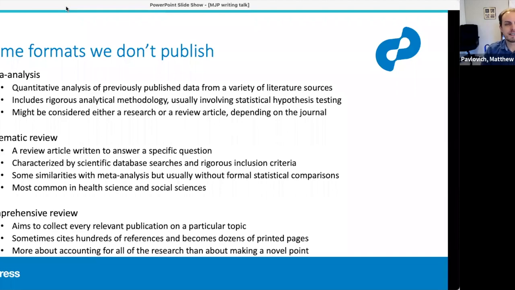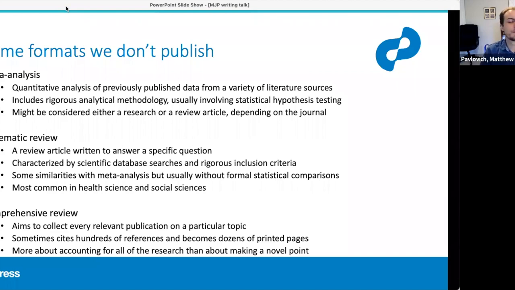Different journals might consider this either a research or a review article, and it's kind of like research because you are doing a method and you're applying your own ideas to it, and it's kind of like a review because you're not really doing experiments. The journal that I edit, Trends in Biotechnology, we don't publish meta-analysis, but I get asked a lot about it, and so I just wanted to bring that to your attention.